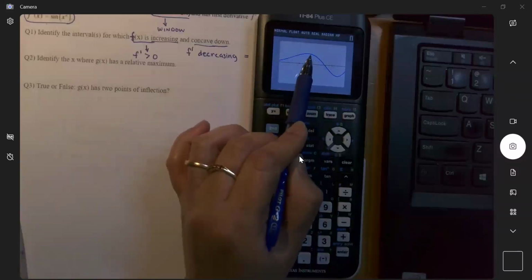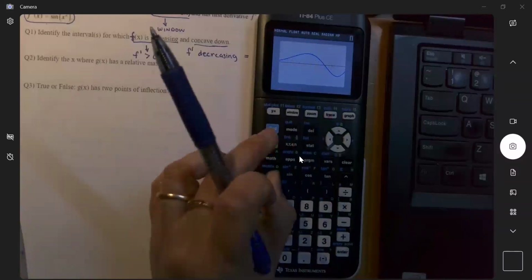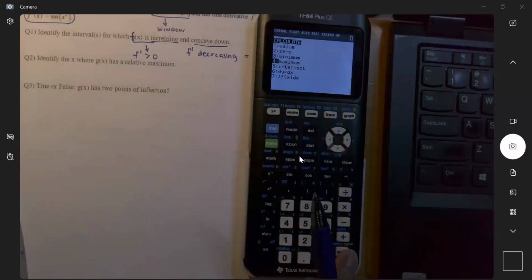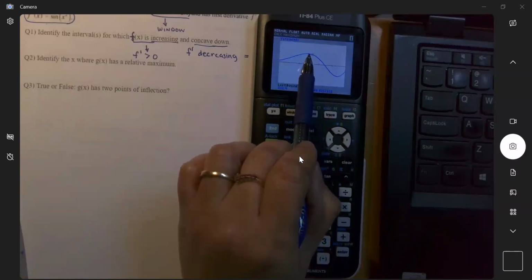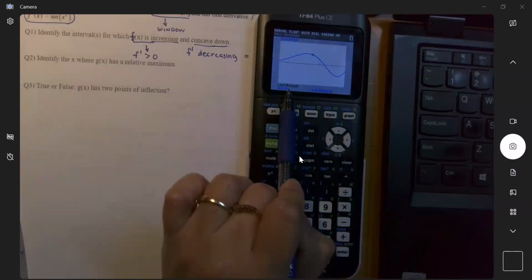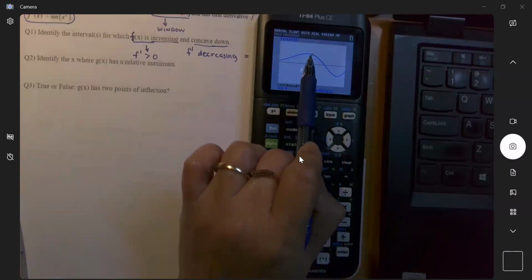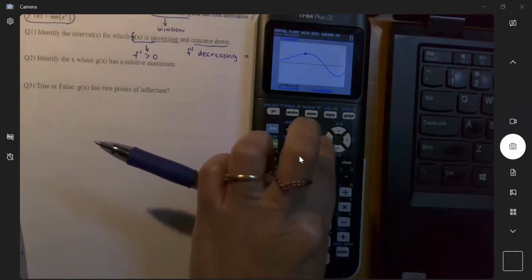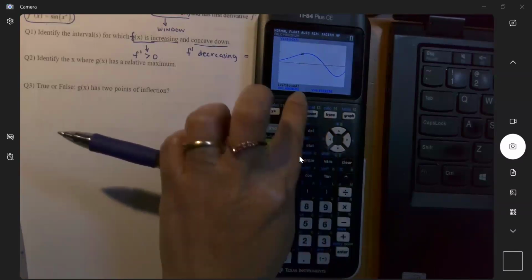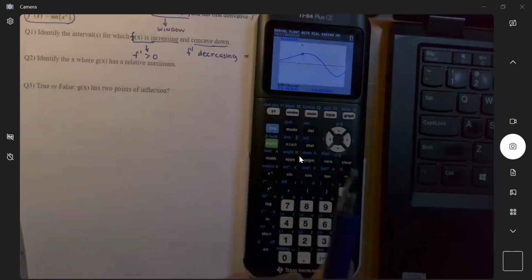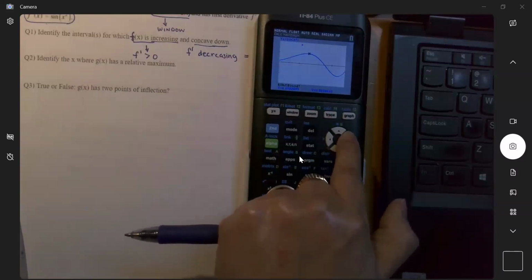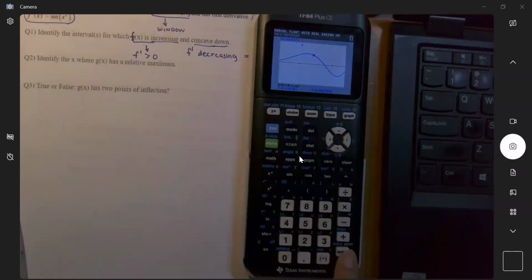So how do I get that? That's a maximum. Just use second trace, maximum, to find that point, the maximum point. Now it's asking for left bound. So if the maximum is somewhere over here, I need to move my cursor before the maximum. So I see it's less than that maximum part. And then right bound, cursor to the right of the maximum.